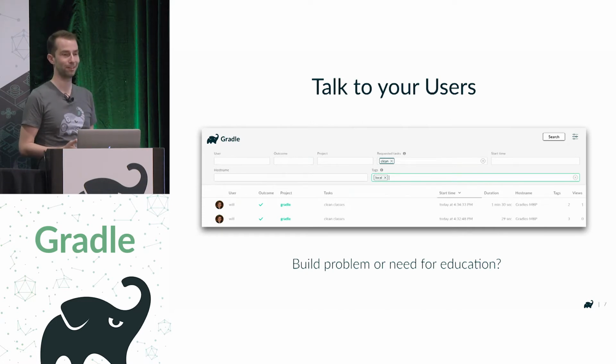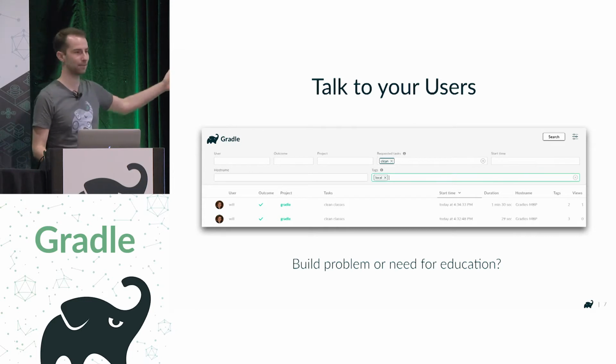Or maybe Will is actually having a problem with the build. I screwed up, I wrote a task, and it's not properly incremental, it's failing on incremental builds, and he is just doing the sensible thing and working around it, wasting a lot of his time. If I didn't see this data, I would never know that this is happening.